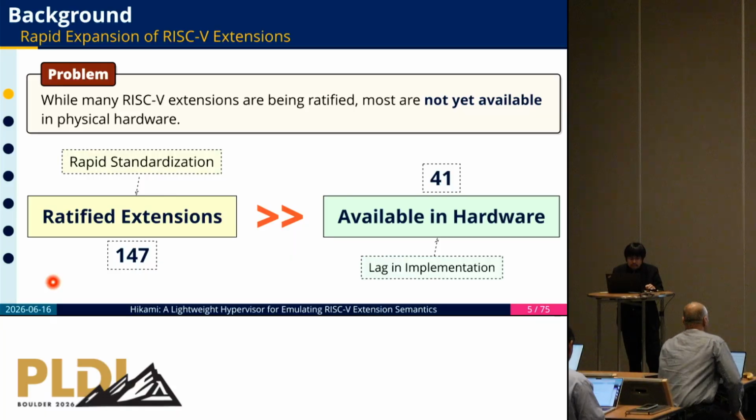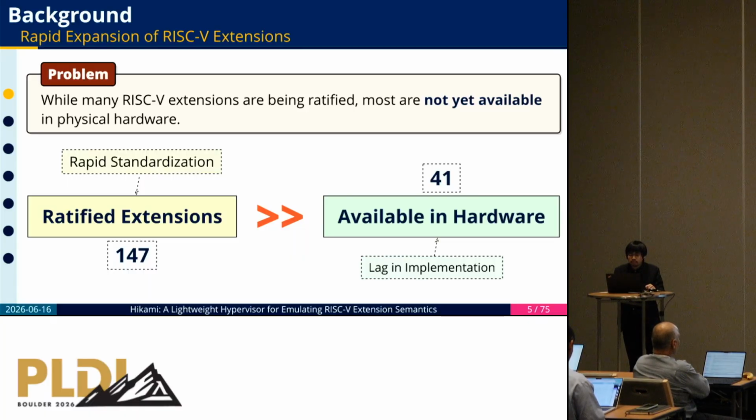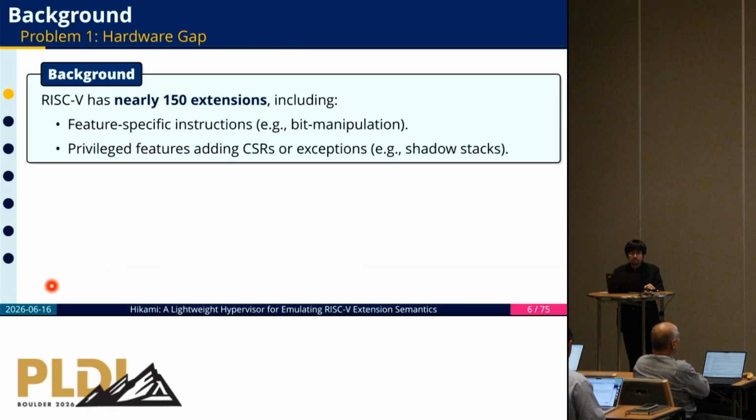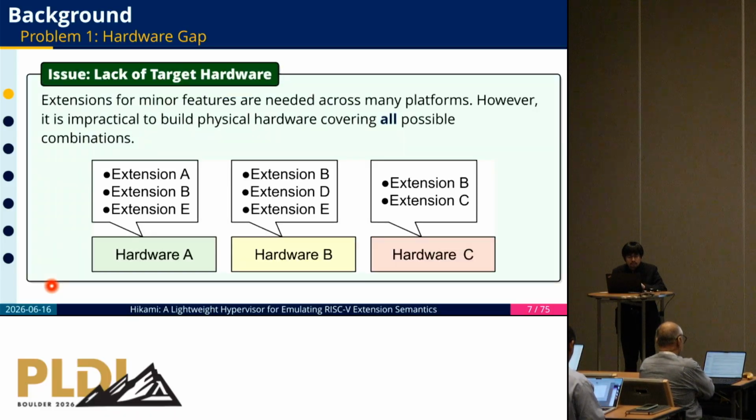Only about 40 extensions have confirmed adoption in commercial and community hardware. This creates a severe adoption gap. This hardware gap is our first problem. Extensions range from simple instructions to complex features with nuances and exceptions. It is impractical to build hardware for every combination, leaving developers without target hardware for early software validation.